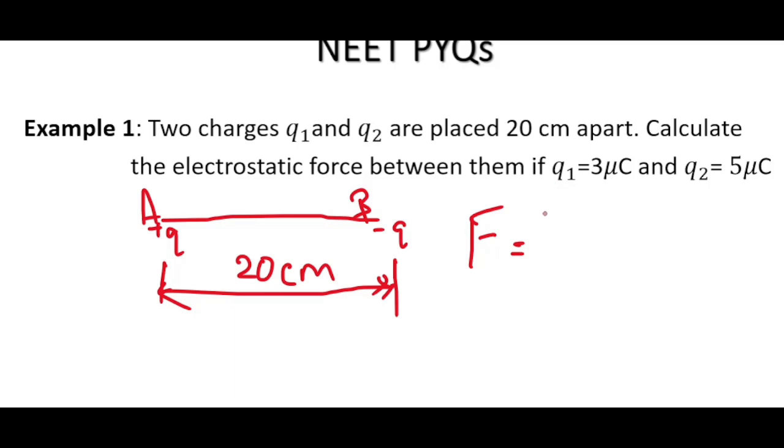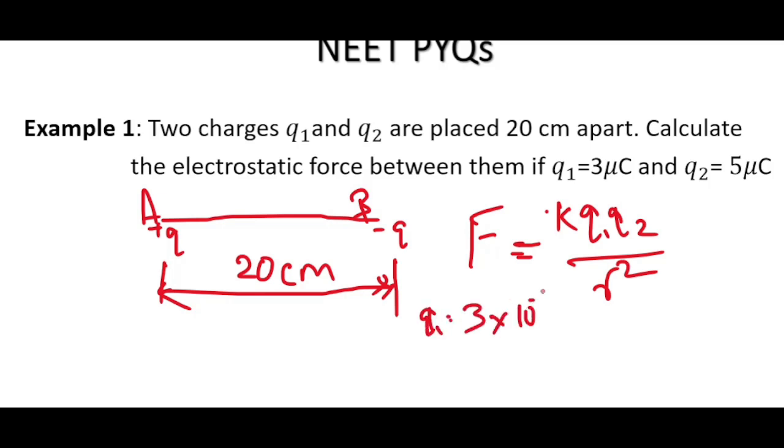Yesterday we studied, na? Can you recall it? F is equal to K Q1 Q2 by R square. Yes, that's what I was asking for. K Q1 Q2 upon R square. Okay. What is Q1? 3 microcoulomb. Okay. Just put the value and find the answer.